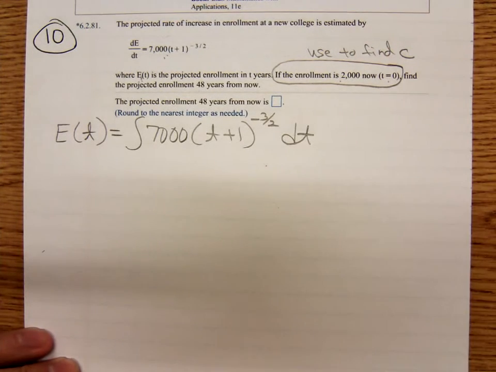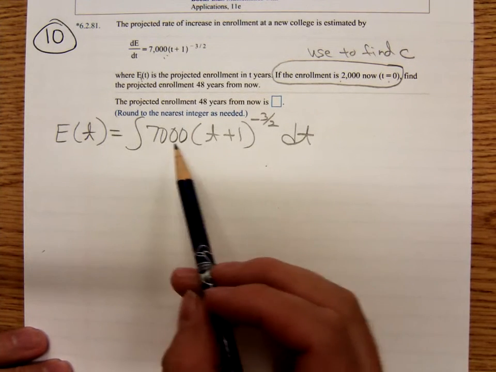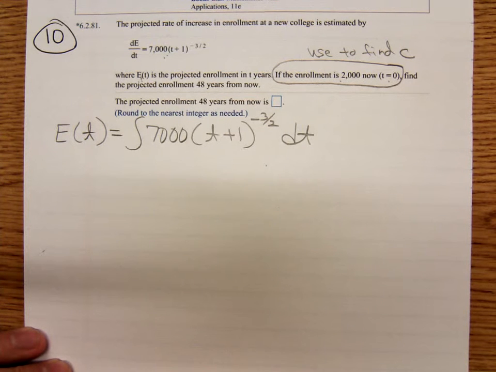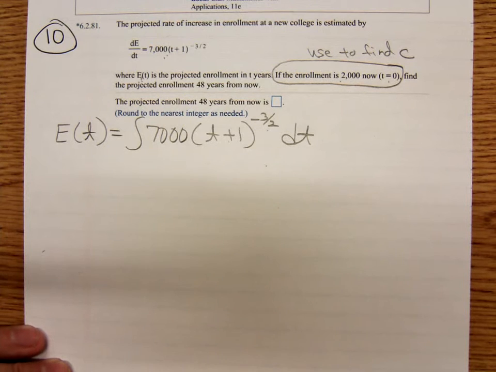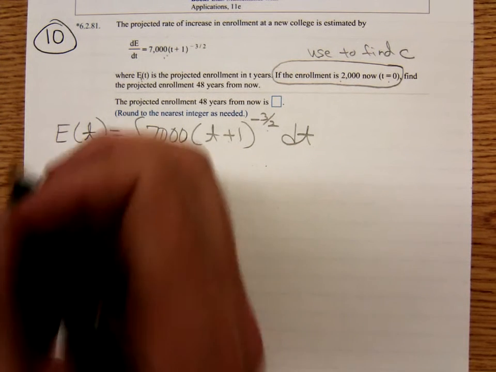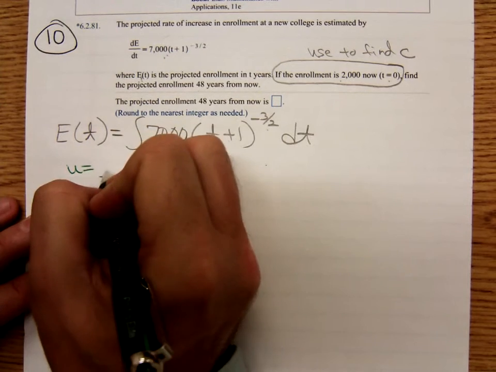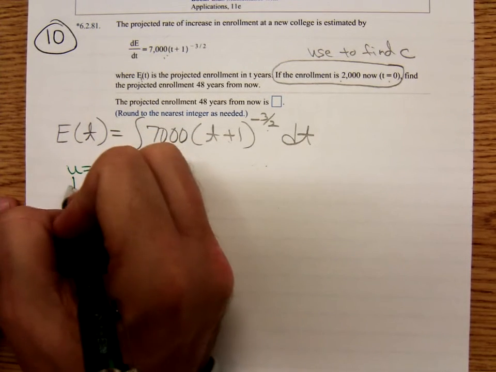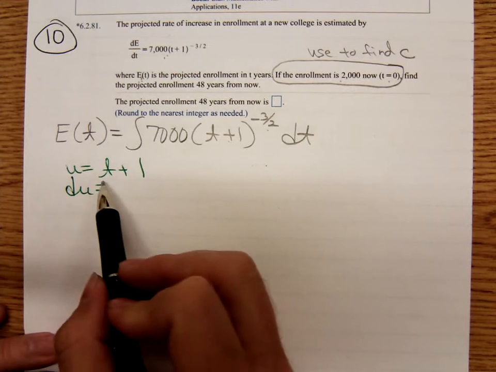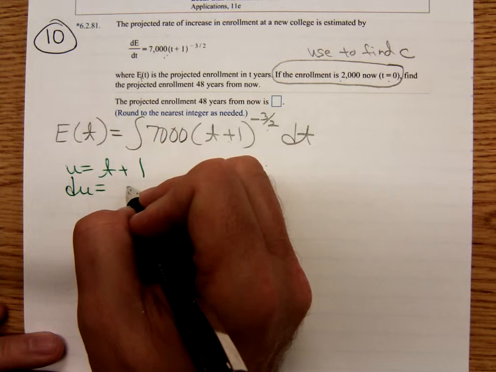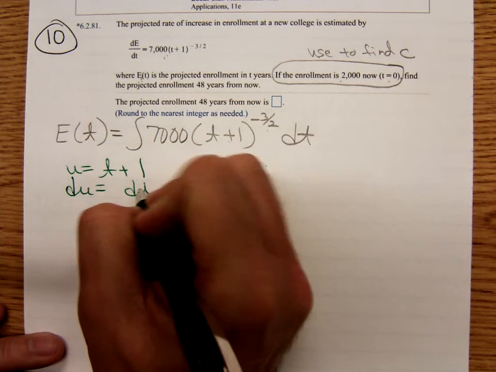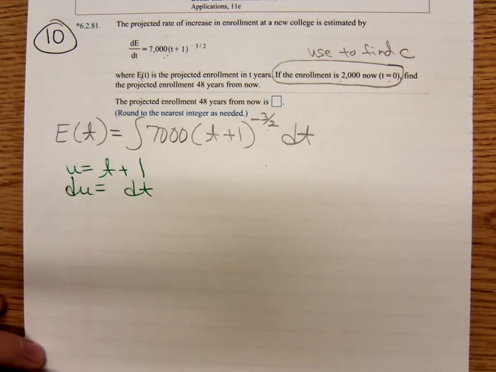But we don't use it yet. We have to anti-differentiate that 7,000 times (t plus 1) to the negative 3/2. What do you think? Do we need a u-substitution? Yes, because we have a quantity raised to a power. What should I try letting u equal? The thing being raised to the power, so t plus 1. Let u equal t plus 1, and then du is equal to, the derivative of t plus 1 is 1 times dt, the differential of t, and I think that does it.